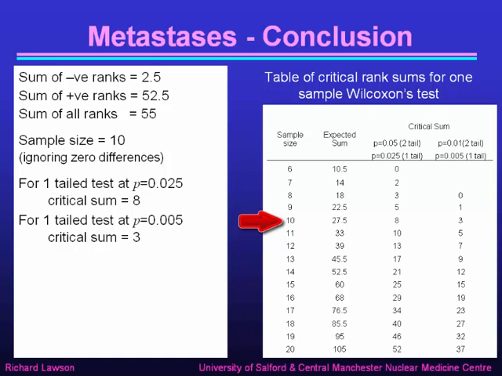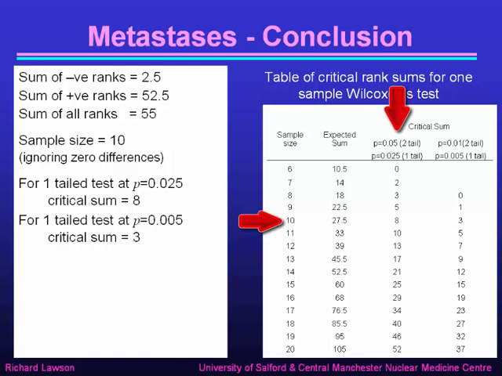If we look at the row corresponding to a sample size of 10 in our table of the critical rank sums for the one sample Wilcoxon test, then we see that the expected sum is 27.5, which tallies with our measurements because we've got a total rank sum of 55 and the expected value should be half of that, which it is. Now remember we're doing a one-tailed test, so we have to look at the possible significance levels.